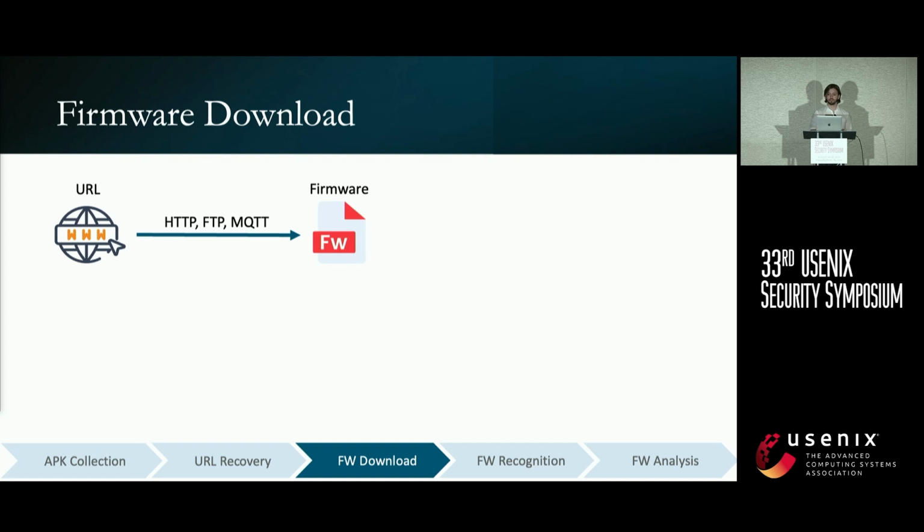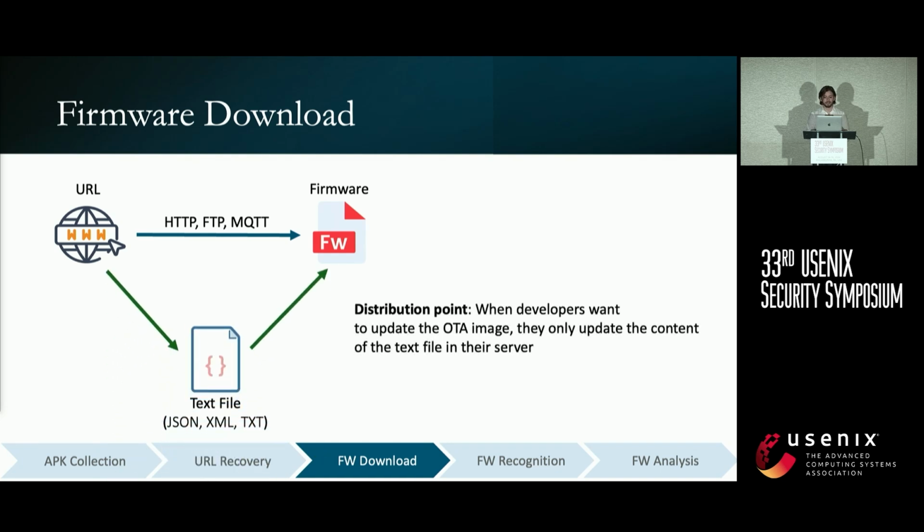So after reconstructing the URLs, our next task is to download the images using the various found distribution protocols, such as HTTP, FTP, and MQTT. But we found that firmware downloads often involve an intermediary text file, which serves as a distribution point for the images. Typically, the reconstructed URL points to a JSON file, from which the app fetches the firmware URL before downloading it. This method is common because it allows developers to update the firmware by modifying the file's contents, rather than the entire app. So we approach this as a crawling problem, recursively searching for links in the response's content.